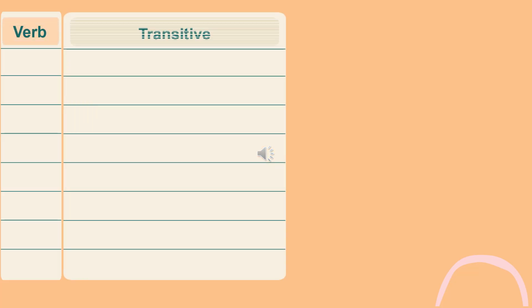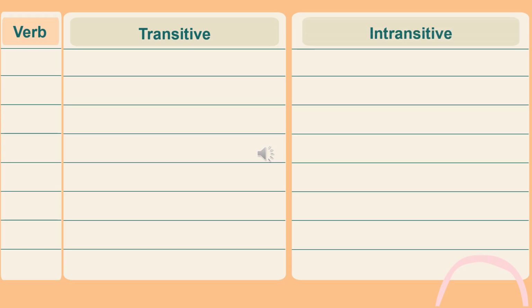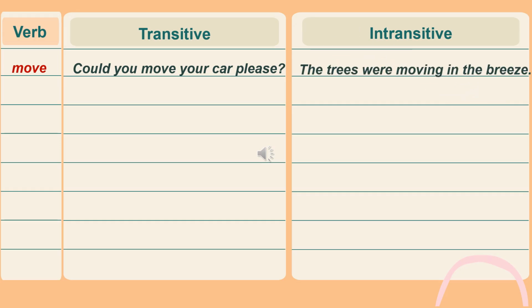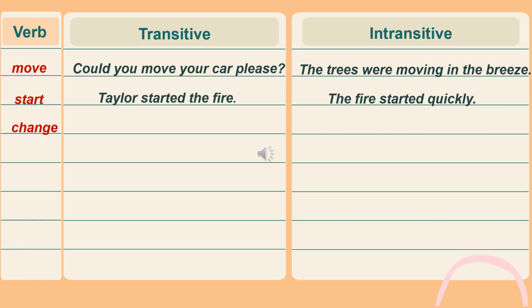Transitive versus intransitive verbs. Verb, transitive usage with direct object, intransitive usage with no object. Move. Could you move your car please? Object, car. The trees were moving in the breeze. No object. Start. Taylor started the fire. Object, fire. The fire started quickly. No object. Change. She changed the subject. Object, subject. The areas changed a lot.